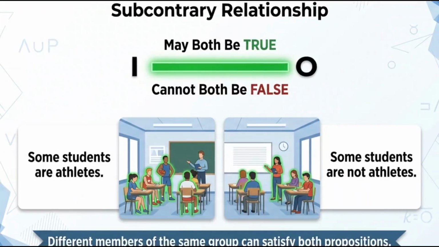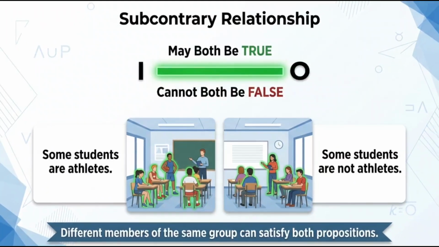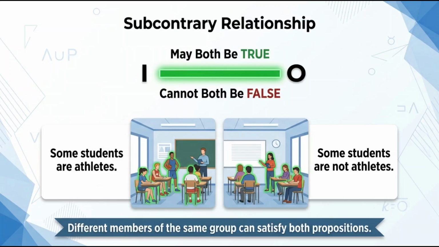Subcontrary propositions are I and O. They cannot both be false, but they can both be true. For example, some students are athletes and some students are not athletes. Both can be true if different students satisfy each statement.